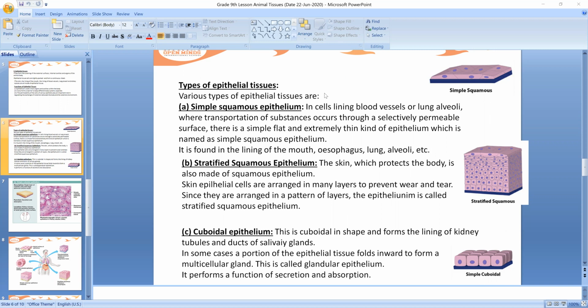that's why it is called stratified squamous. The name itself tells us: stratified squamous epithelium. It is a squamous epithelium, originated from simple squamous, but it is stratified. Stratified means many layers, arranged in the form of many layers. Okay, children? If you have any doubt, just raise your hand or tell me in the message box, then I can clear it up.